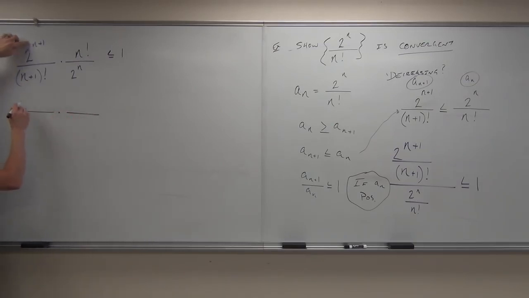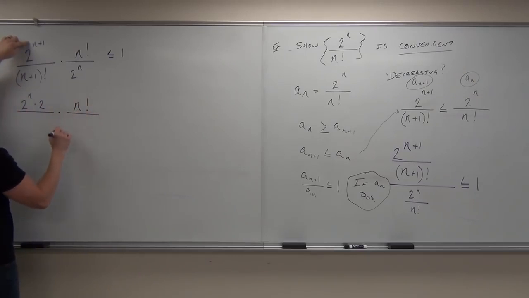Do you know that 2 to the n plus 1 is the same thing as 2 to the n times 2? Because this would be to the first power, you add exponents when you multiply common bases. This is n factorial. This is 2 to the n, no big deal there. Here's less than or equal to 1. Now, here's the cool part.